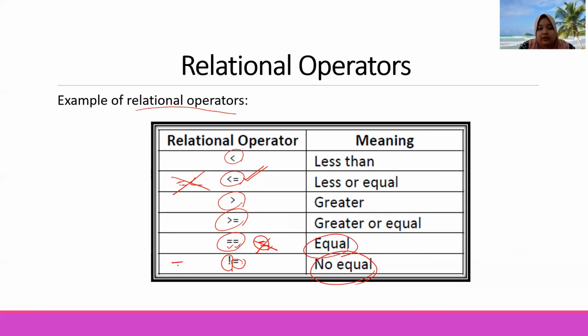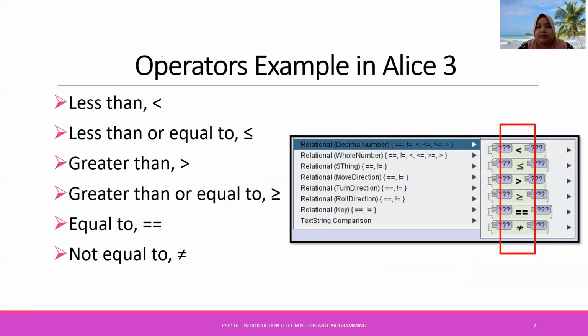Or in Alice you can use this one. This one is for Alice symbol. So next, this is example, operator example in Alice 3. You have the less than or equal, like this. Less than or equal, more than or equal, equal and not equal. So dia punya bentuk tu macam maths lah, tapi in CSC1 to C ini dilarang lah, tapi 116 dia menggunakan ini. Okay, clear?